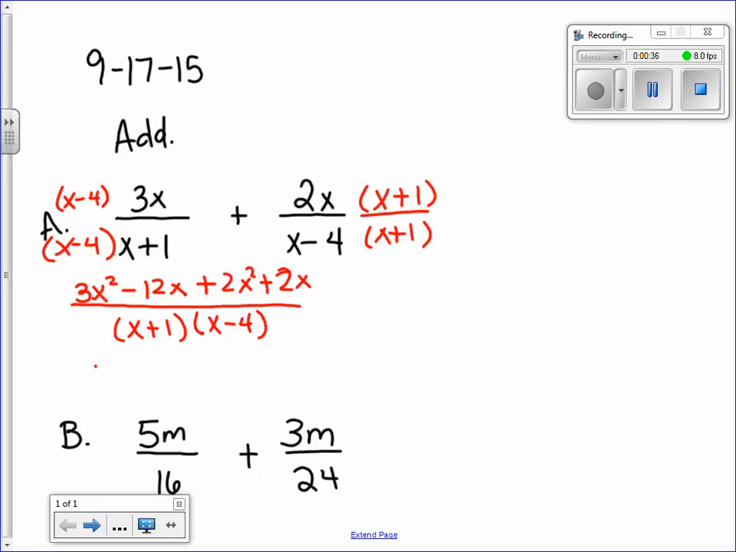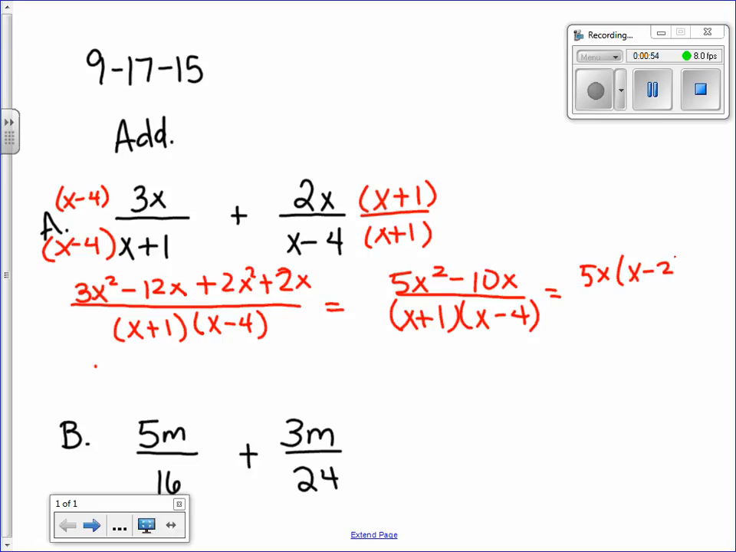Okay? And then what happens? You add it all together. So I get 5x squared minus 10x. And then you take out 5x. There you go. Okay?